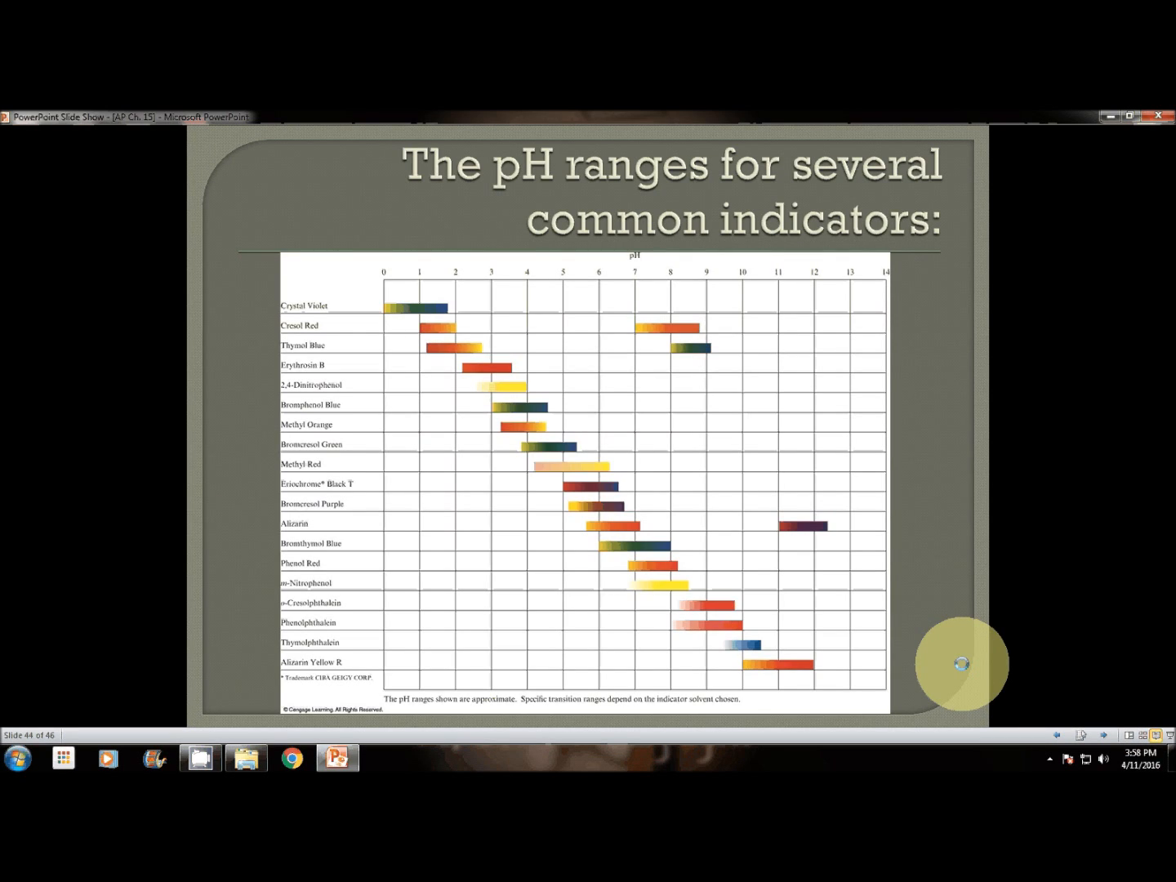This graph is in your textbook, page 746, and is going to help you with your problems. It shows the color changes for some very common indicators, what colors they'll be, and at what pHs. We can use this to help us pick out which indicator we should use so that we can see when the equivalence point is happening. When does the color change?